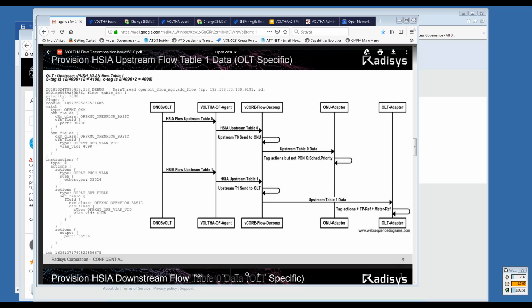So ONOS again. We've done the table 0 flow. Now we add the table 1 flow. It goes down to the vCore and gets sent to the OLT adapter. In this case, it does have the technology profile reference and the meter reference. So the OLT adapter can actually go and set the DBA mechanism and the queues, etc. It can set all that up, and it can create the tech profile instance that the ONU adapter can use. So we go down to the next slide.